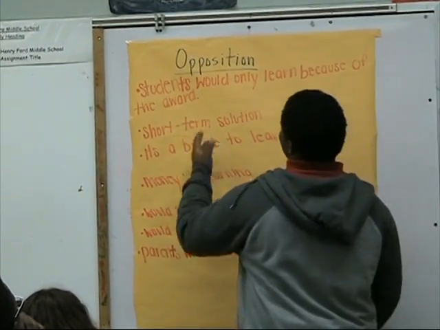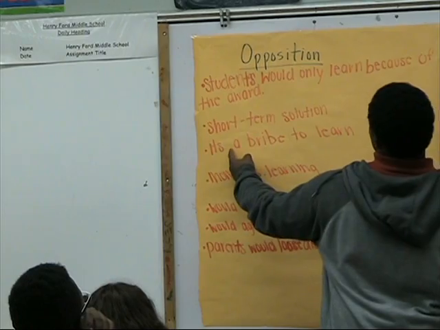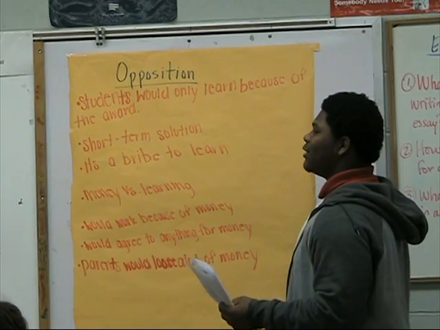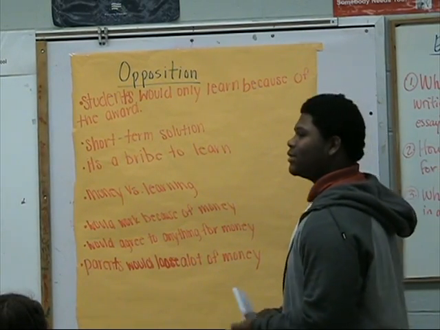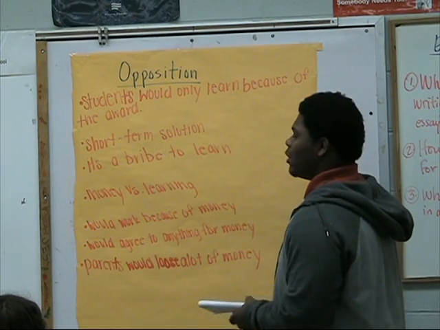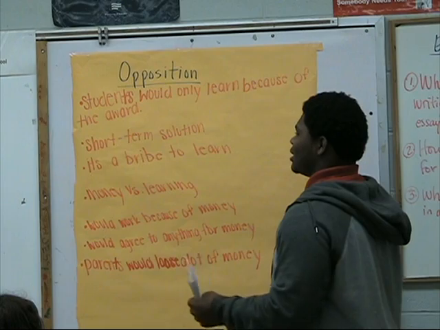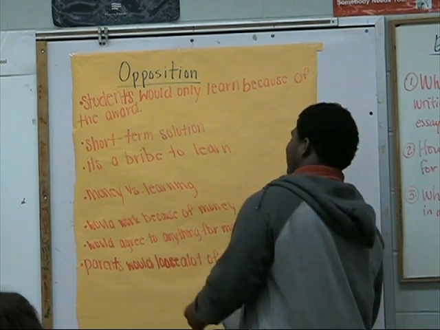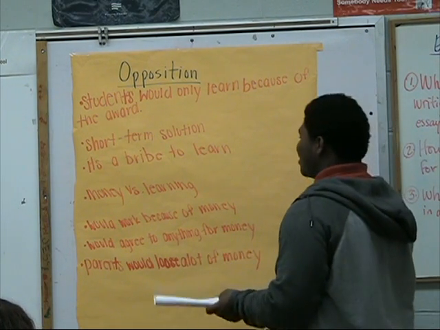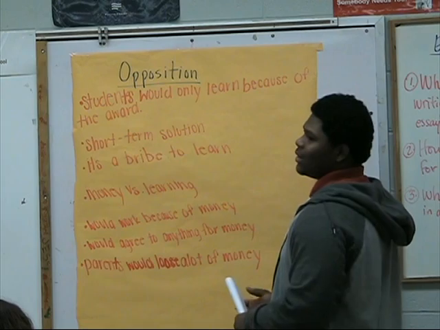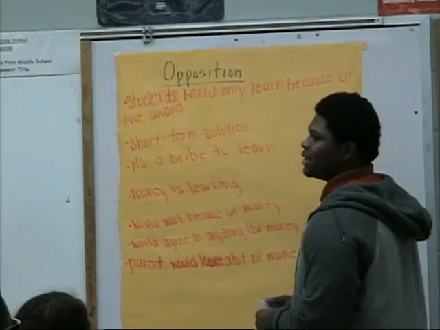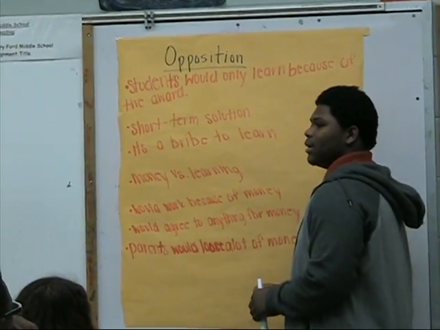Okay, and short-term solution, meaning that they're really not going to be learning it, they're just going to be jotting it down. Oh, okay. And then it would be a bribe to learn, so they just get bribed to learn whatever they don't feel like learning, they just get money. Okay. It's really good. Money versus learning, meaning that they would get money for learning, but they wouldn't be learning, they would be just paying attention and jotting everything down for that moment, like before a test. Short term, they will learn it only for that time? Yes. Okay, all right.